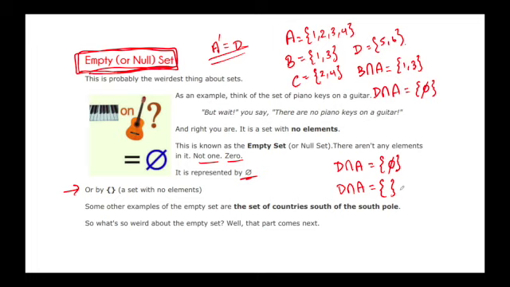Now there is one really important thing that you must make a note of. So make a note of this, right? The empty set, which is that, is a subset of all sets. Does that make sense? Does that make sense to y'all?